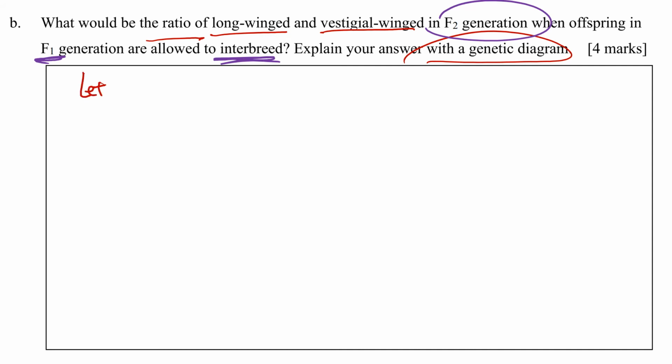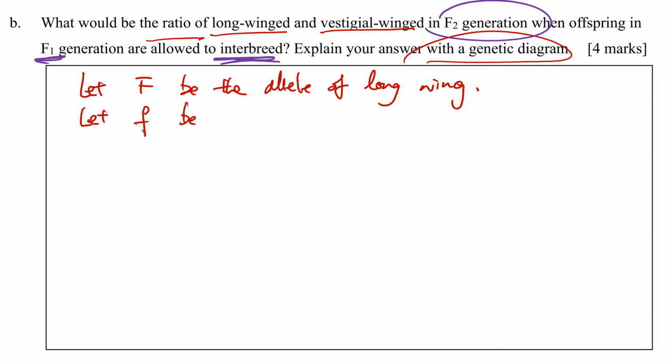You first let the big letter F be the allele of long wing, because you know the long wing is a dominant allele, so you use the big letter, while you let the small letter f be the allele of vestigial wing. Alright, so this is the first part. You should be able to let the letter for the allele. And then next, start to draw out the genetic diagram.